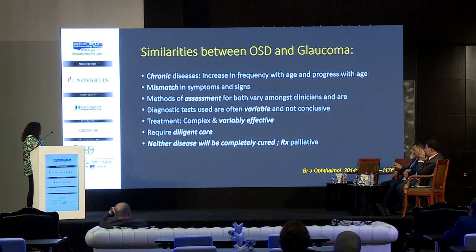Now, both of them have a very similar spectrum, so let's have a look at the similarities between ocular surface disease and glaucoma. Both are chronic diseases. They have a mismatch in signs and symptoms. The methods of assessment for both vary amongst different clinicians across the globe. The diagnostic tests and their interpretation are also variable across the globe.